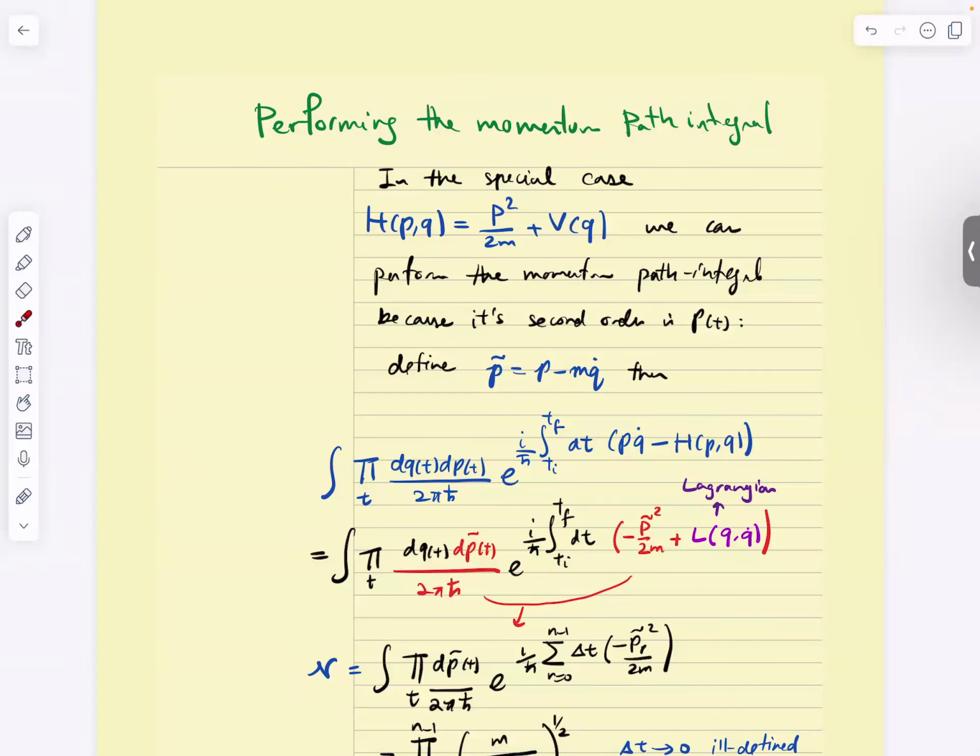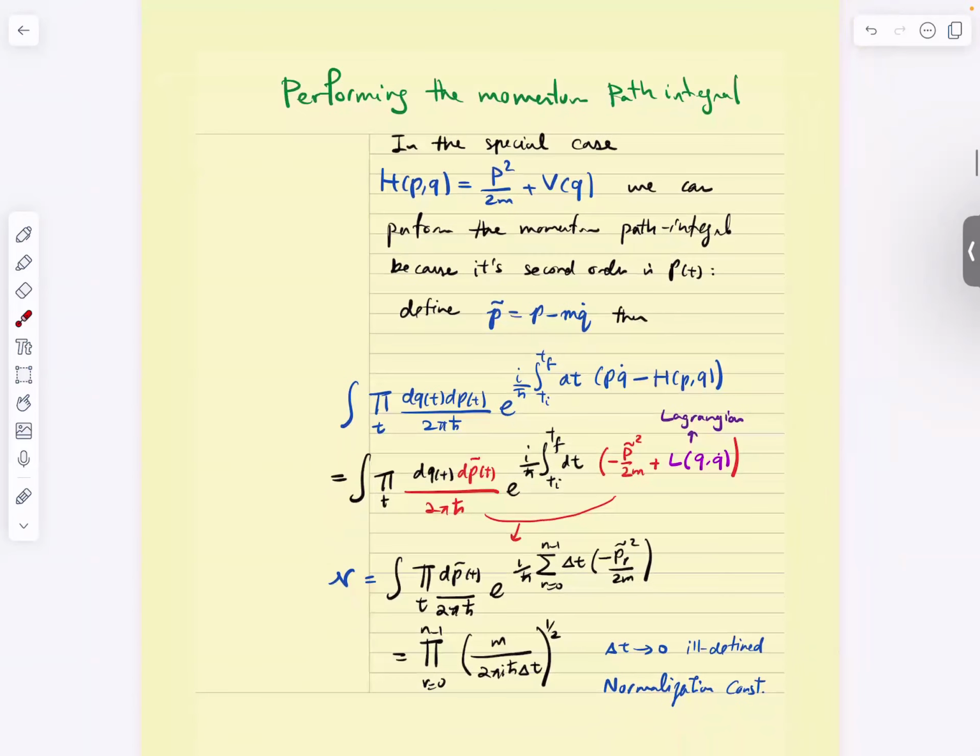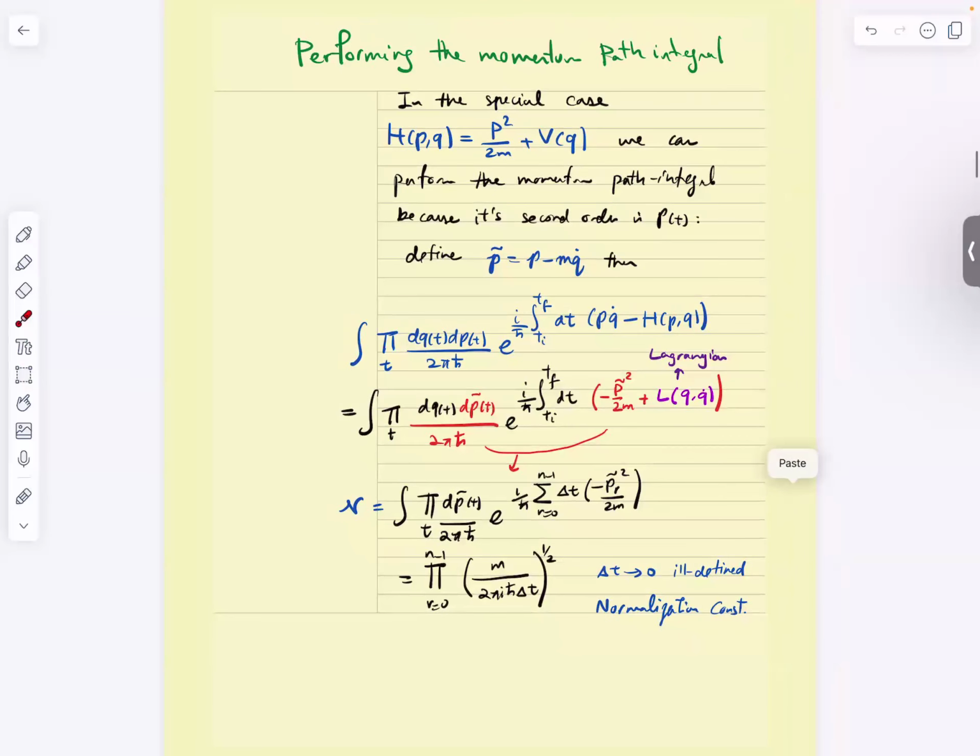All right. How did we perform the momentum path integral? Hopefully you recall. The way we did it was, well, the Hamiltonian, we're taking it to be p squared over 2m plus V of q. We did a change of variable. It's just a shift. It's the standard trick that we use to perform Gaussian integrals, right? And once you do it, you end up with this. You see the normalization that comes out once you do these momentum integrals.